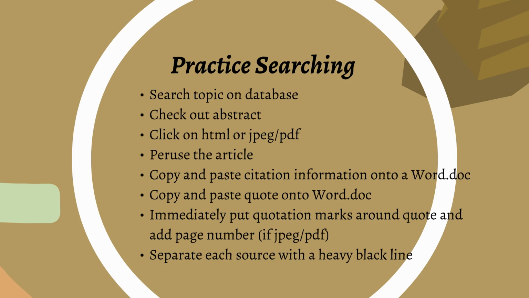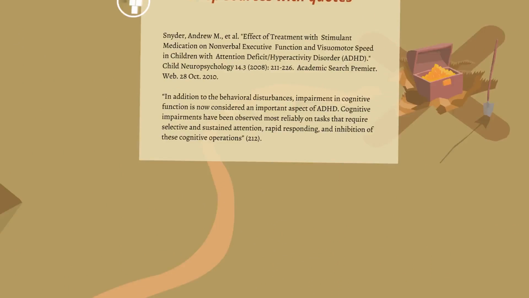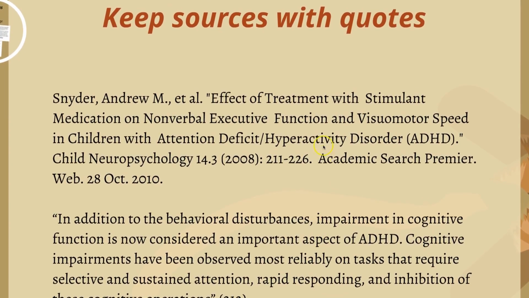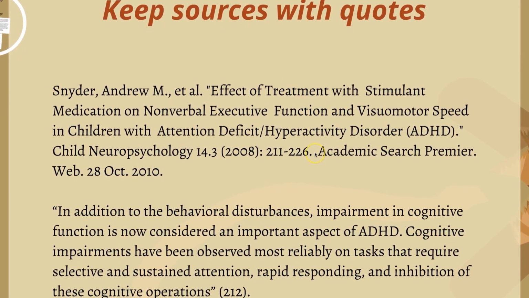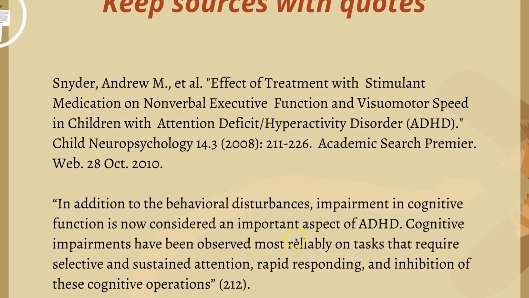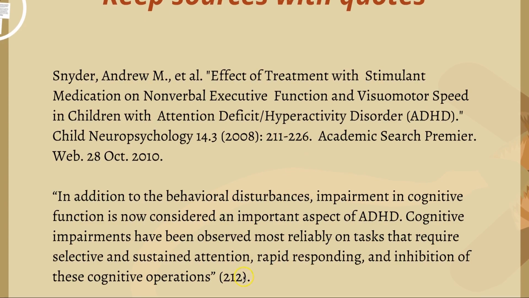So be sure that the first thing you do is copy and paste the citation information, then copy and paste the quote, immediately put quotation marks around the quote and add the page number. Then separate each source with a heavy black line. I've learned that through trial and error. So here's an example. I've copied and pasted the citation information, copied and pasted the quote with the page number.